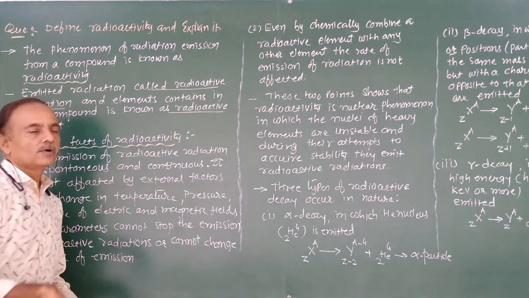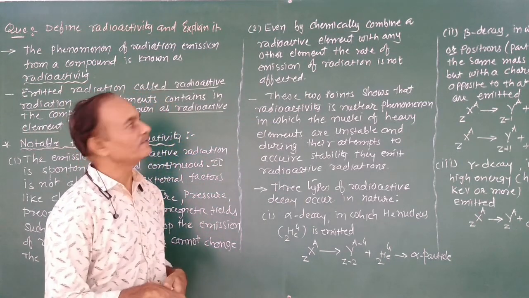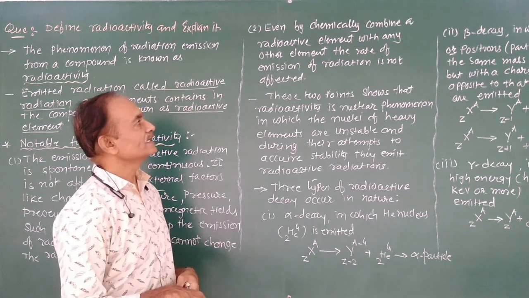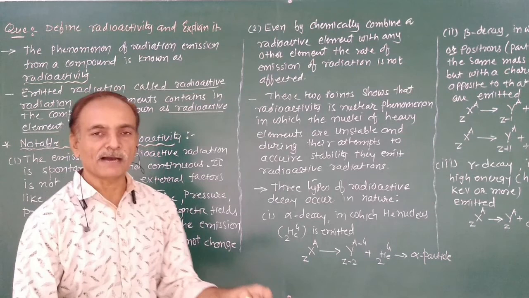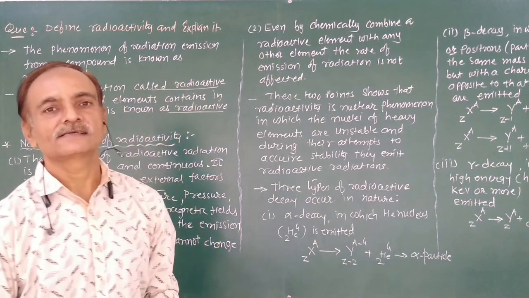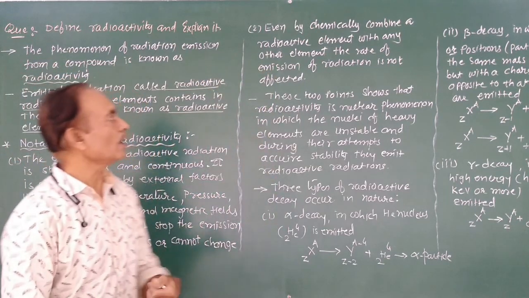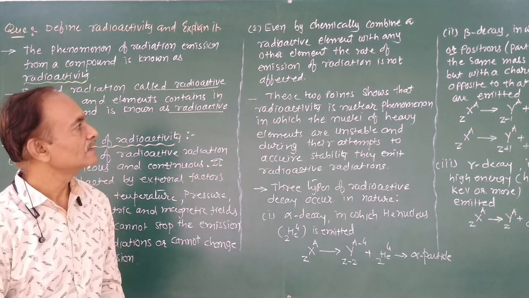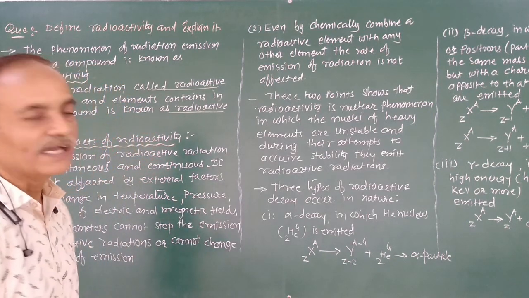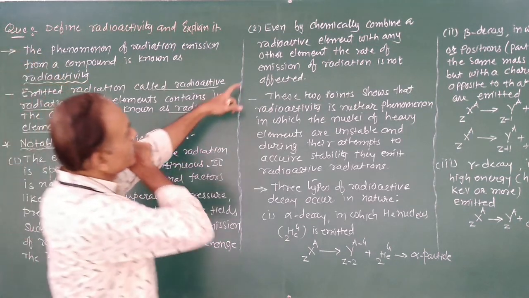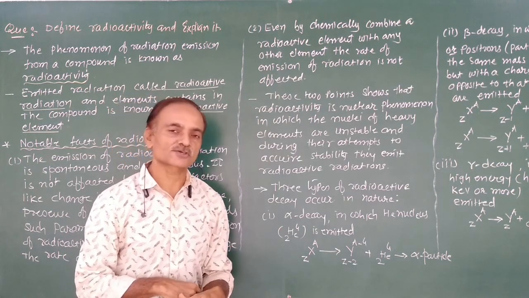Now, one more possibility is that even by chemically combining a radioactive element with any other element, the rate of emission of radiation is not affected. As we combine the radioactive element with another element chemically, there is no change in the rate of emission of radiation. That means the rate of emission is not affected, and the radiation cannot be stopped.